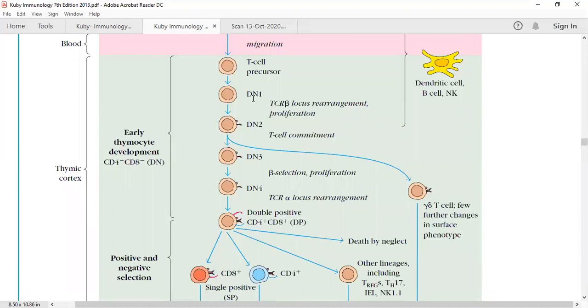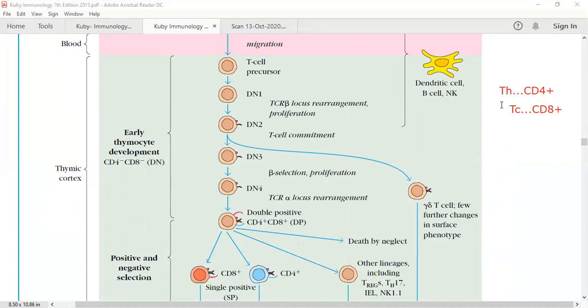First of all, you need to understand this: the T helper cells are CD4 positive cells. Whether you write positive or not hardly matters. The second type of cells are T cytotoxic cells, which are called CD8 positive cells.